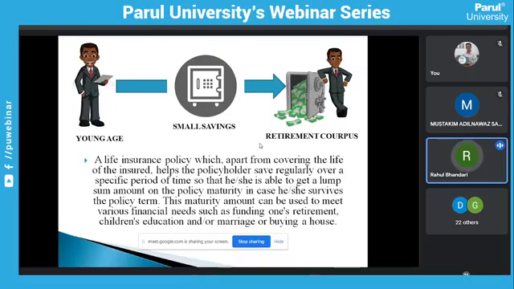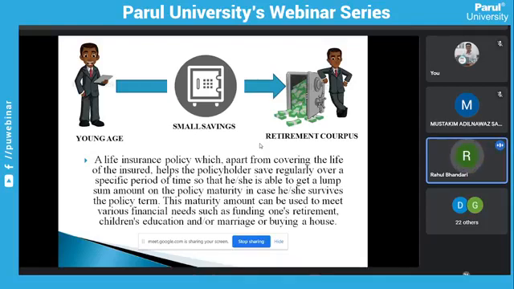The life insurance policy, apart from covering the life of the insured, helps the policyholder save regularly over a specific period of time so that he is able to get a lump sum amount at policy maturity in case he survives the policy term. The maturity amount can be used to meet his various financial needs such as his own requirements, his children's education, marriage, or if he is planning to buy a house.